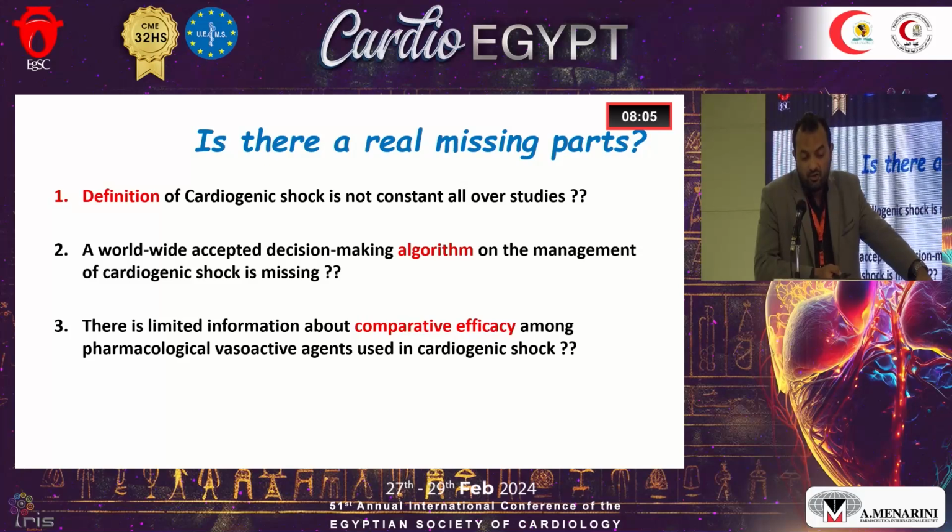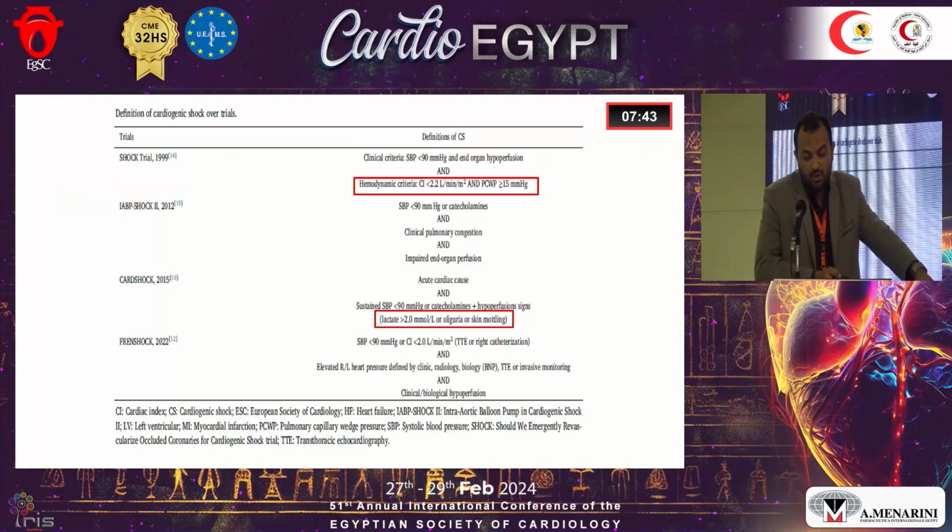The definition of cardiogenic shock is not constant across the studies, and this makes meta-analyses and studies very difficult, as you cannot include all patients as equivalent. A worldwide accepted decision-making algorithm on the management of cardiogenic shock is still missing. We have another issue: there is limited information about comparative efficacy among pharmacological vasoactive agents used in cardiogenic shock. This is also an important issue.